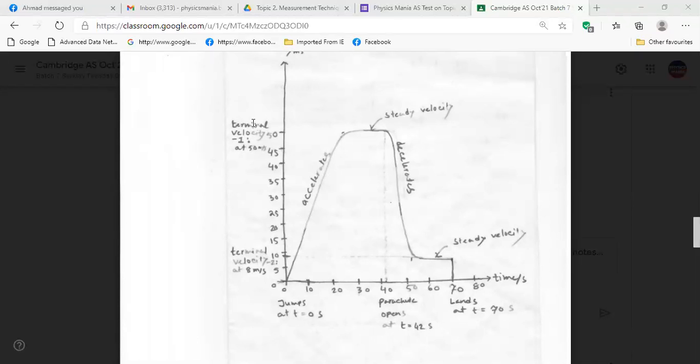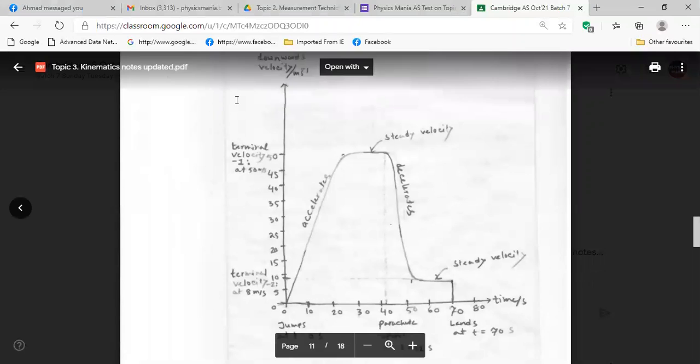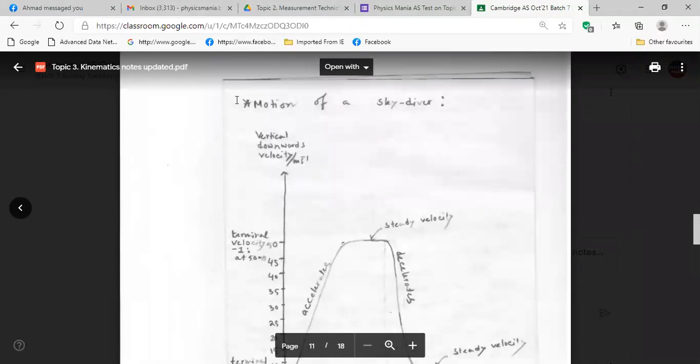stationary position. So Farhan, welcome back. Yes, sir. Thank you, sir. Welcome back. How's your health?